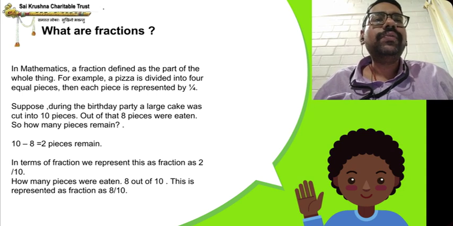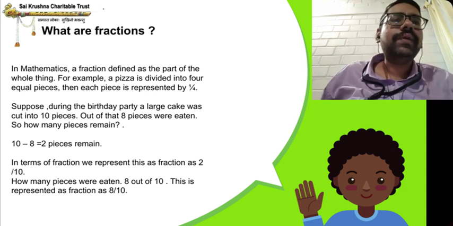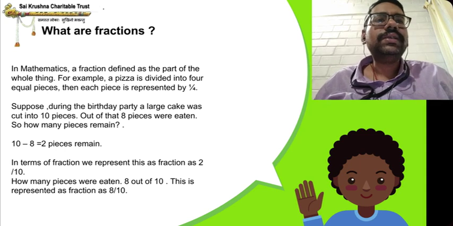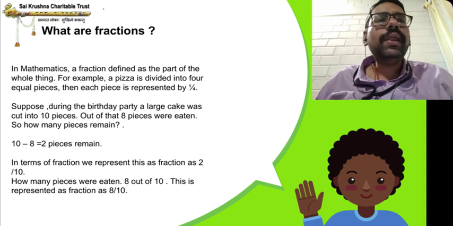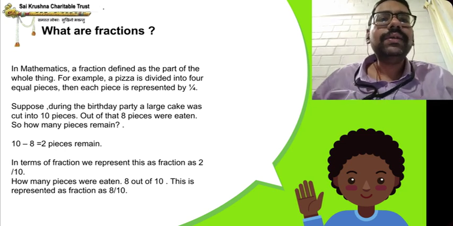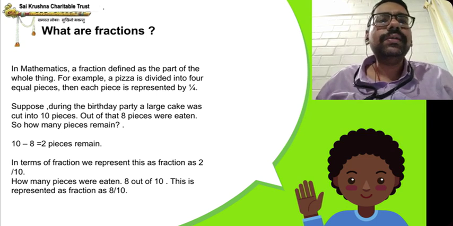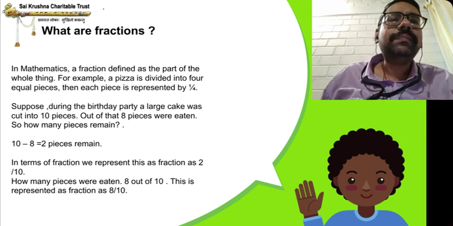1 by 4 means what? How many pieces has the pizza been cut into? 4 equal pieces. So each piece is 1 out of 4. 1 out of 4 is represented as a fraction as 1 by 4. Okay. So basically, a fraction is defined as part of a whole thing. Okay, that was the example I gave about pizza.